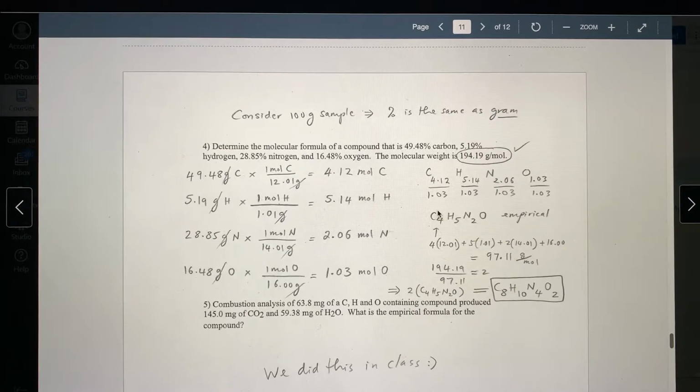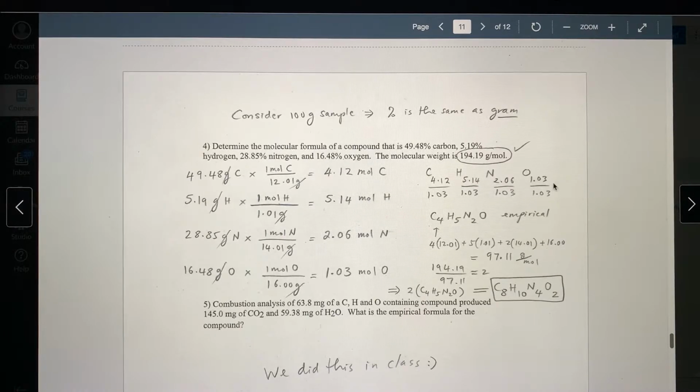Now, then you set it up. So you write everything out. Carbon is 4.12, hydrogen is 5.14, nitrogen is 2.06, and oxygen is 1.03. Now, how do you get the whole number ratio? And it has to be the lowest whole number ratio. That's the definition of empirical formulas. And so the algebra trick will be you divide by the smallest. That's how you start out.